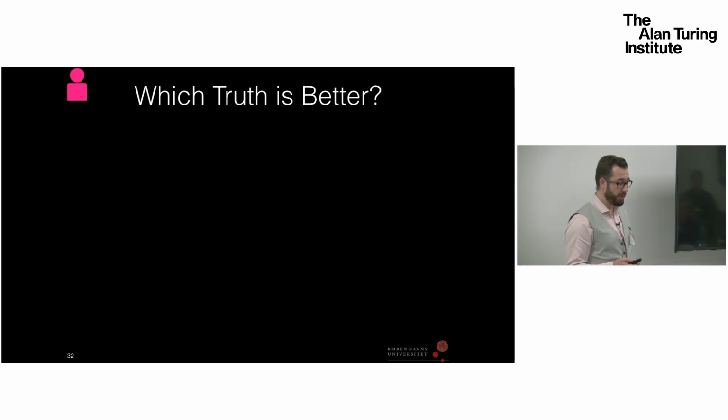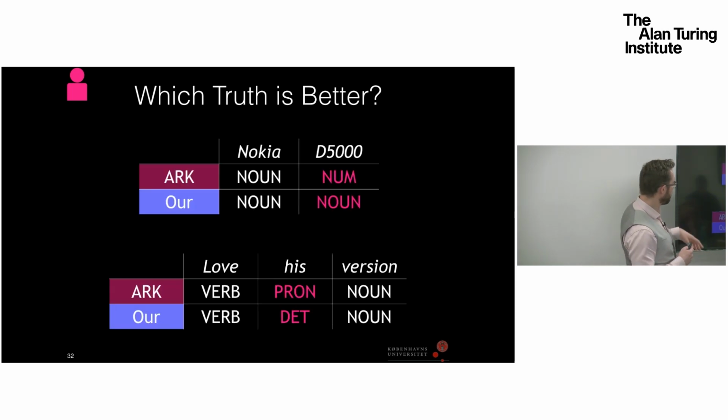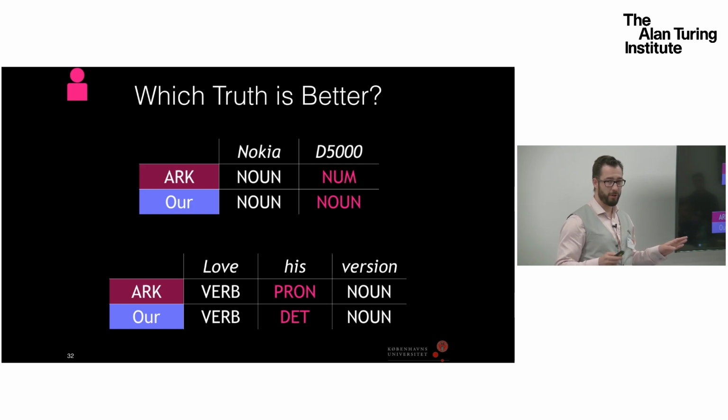So we had this example earlier today where you have several answers for the same item. We looked into 2 corpora. We looked at phrases, these 2, Nokia D5000 and love his version. And people have slightly different ways of annotating them with parts of speech. Now you can have a spirited linguistic discussion about which way is better. There is no good way of settling it as long as it's consistent.